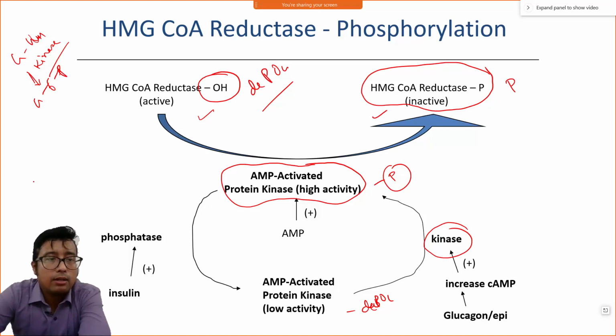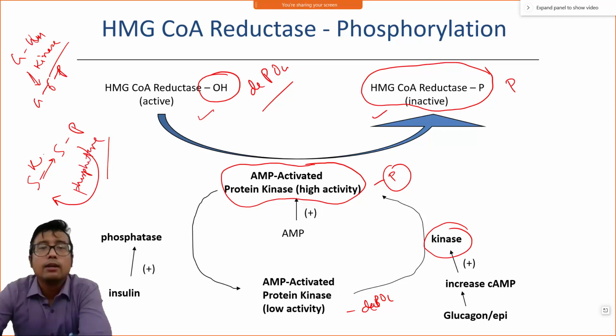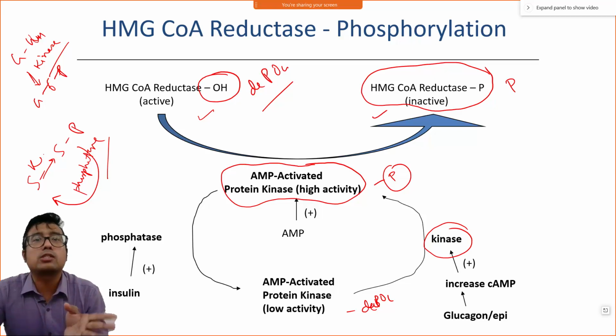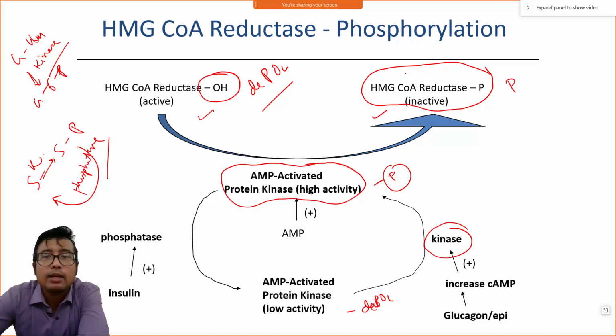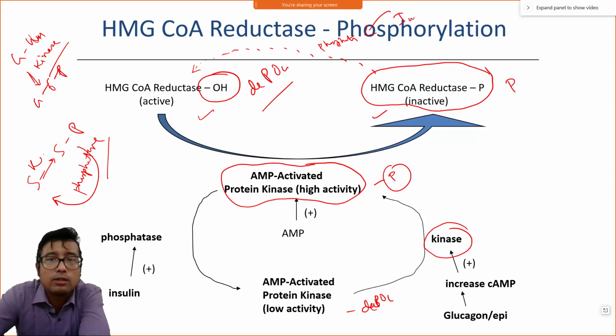Always remember, a substrate to a substrate phosphate is done by kinase, and a substrate phosphate to substrate is done by phosphatase. You already know that, because in gluconeogenesis the enzyme was glucose 6 phosphatase, which is the direct reversal of hexokinase. So over here, same, this phosphorylated HMG CoA reductase will be converted back to the active form with the help of phosphatase. And who will be stimulating this phosphatase? Insulin.